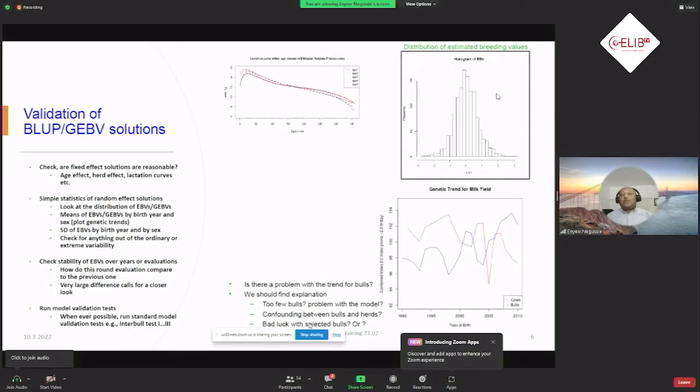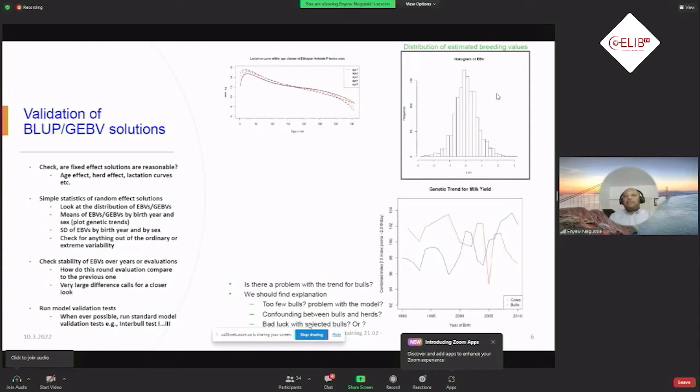I have shown you the solutions. There are a lot of numbers there. Are they making sense? Are the fixed effect solutions right? Are herds with high management better than the low management herds? Are dairy animals of younger age producing more than the older ones? We need to check all this and make sure that the fixed effects are properly estimated, environmental effects are properly corrected, and also the genetic effects.